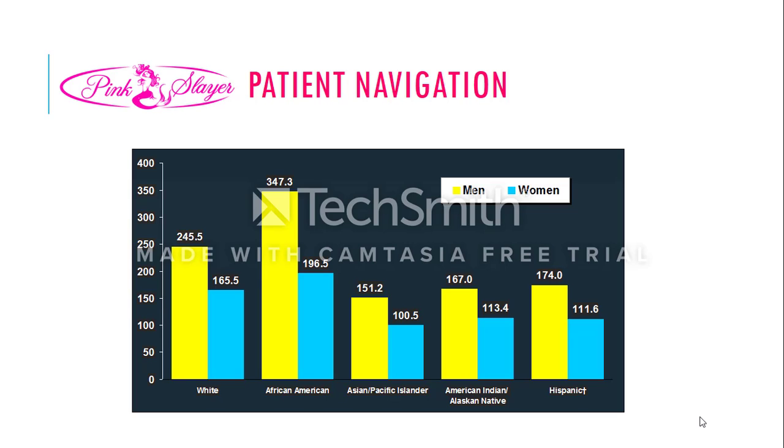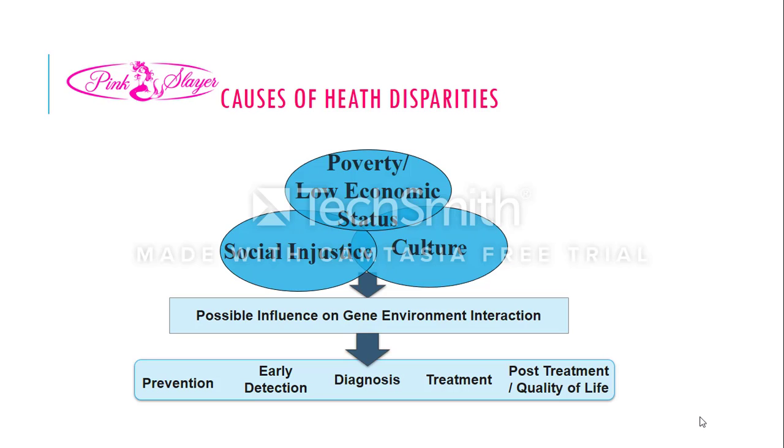This chart gives you the visual mortality rate among various ethnic groups. Even though the data has decreased drastically over the years, the one item that remains the same is the higher mortality rate for African Americans. The main source of health disparities are low income status, social injustice, and culture.